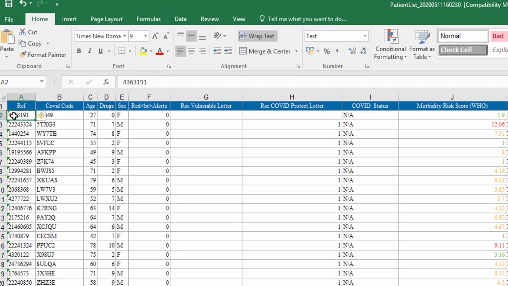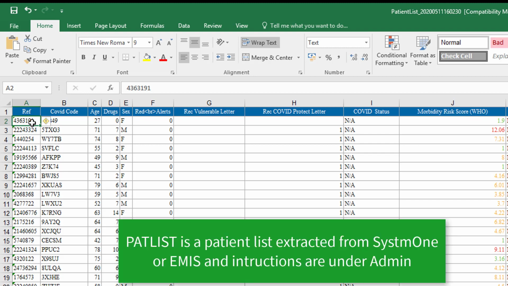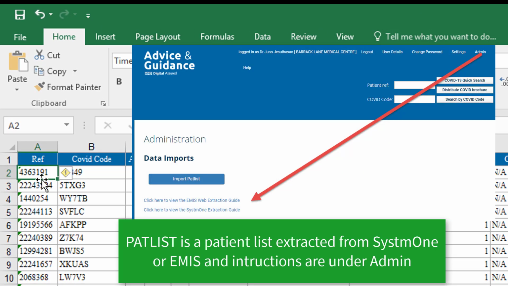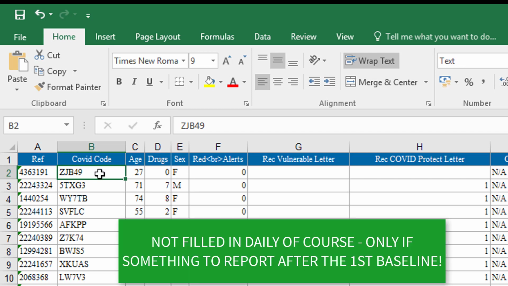This patient reference number corresponds with the system 1 out of your PAT list, which somebody from the admin team will sort out. This is the patient's unique reference number, and that's the number they need to be able to log on to the NHS website that they're given to look at, to fill in the daily questionnaire.